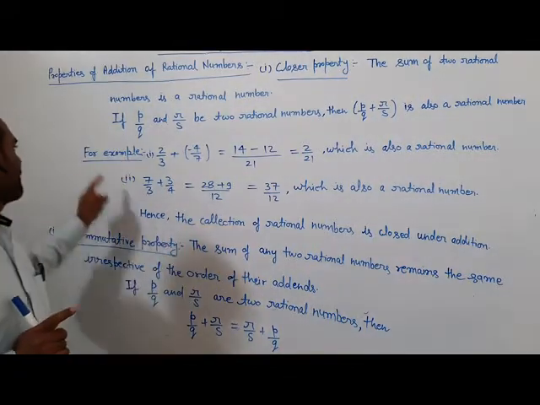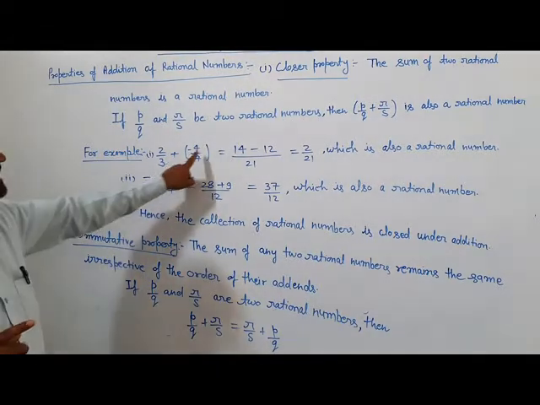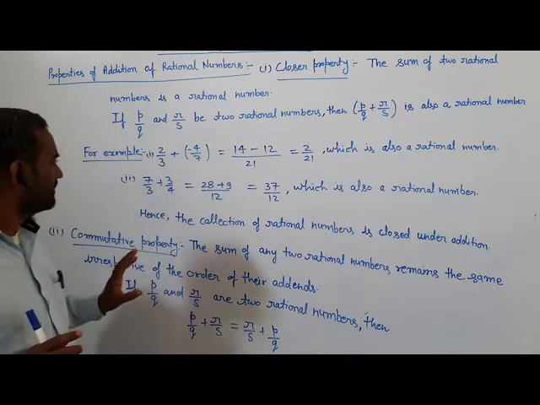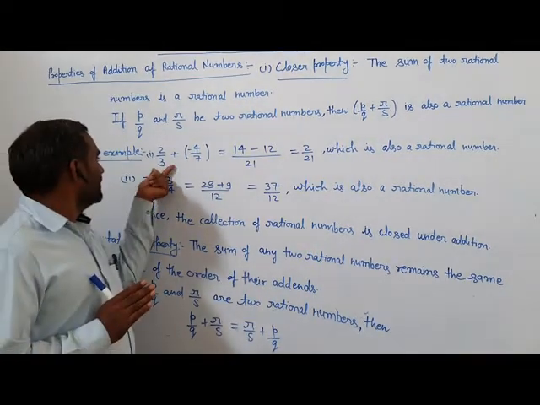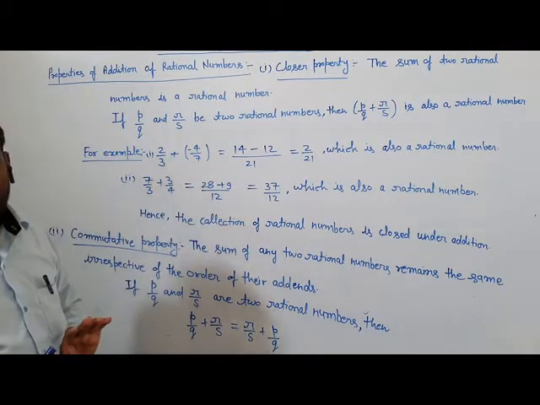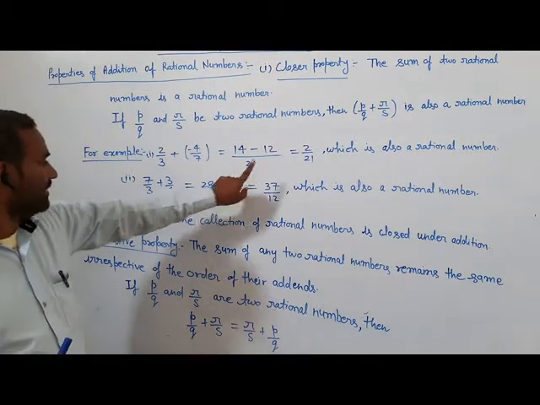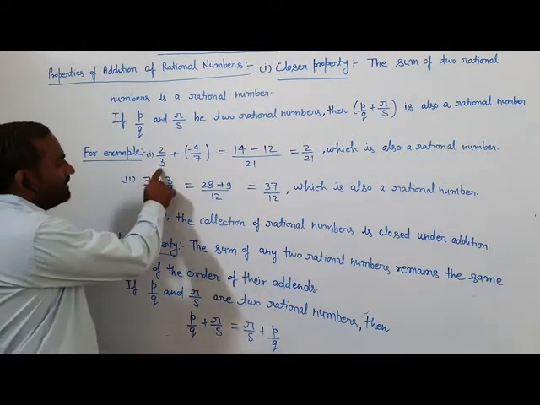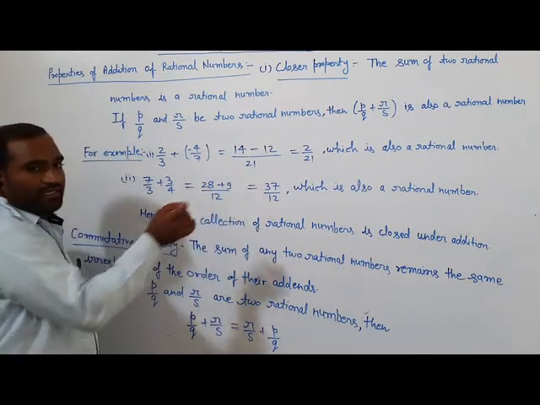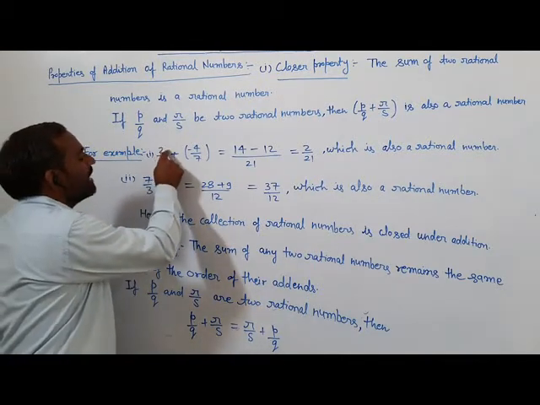Take examples. For example, 2 by 3 is the first rational number. Second is minus 4 by 7. If we add both, here we know denominators are not equal, so we take the LCM of 3 and 7. The LCM of 3 and 7 is 21. Now we have to divide 21 by 3. 3 7s are 21. Now we have to multiply by 7 into 2. 7 2s are 14.